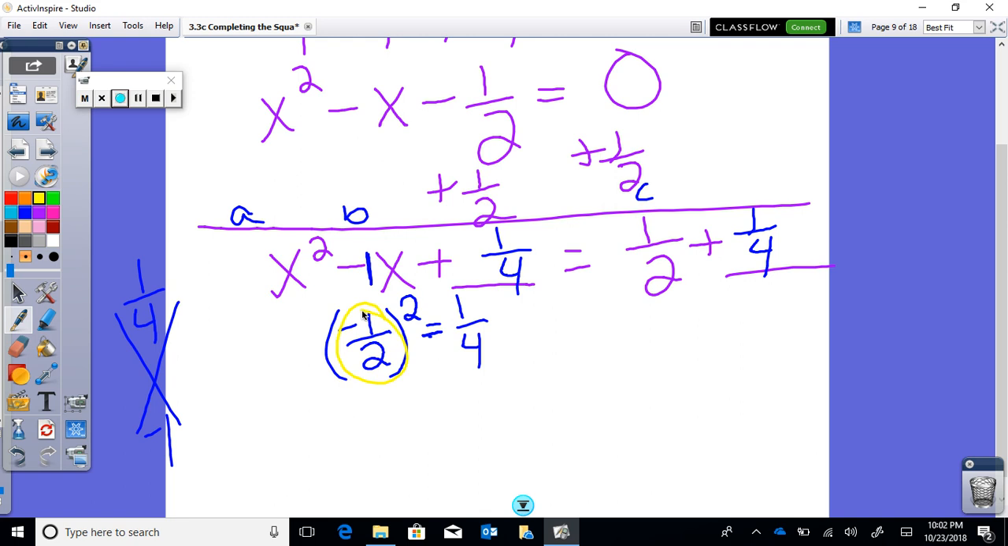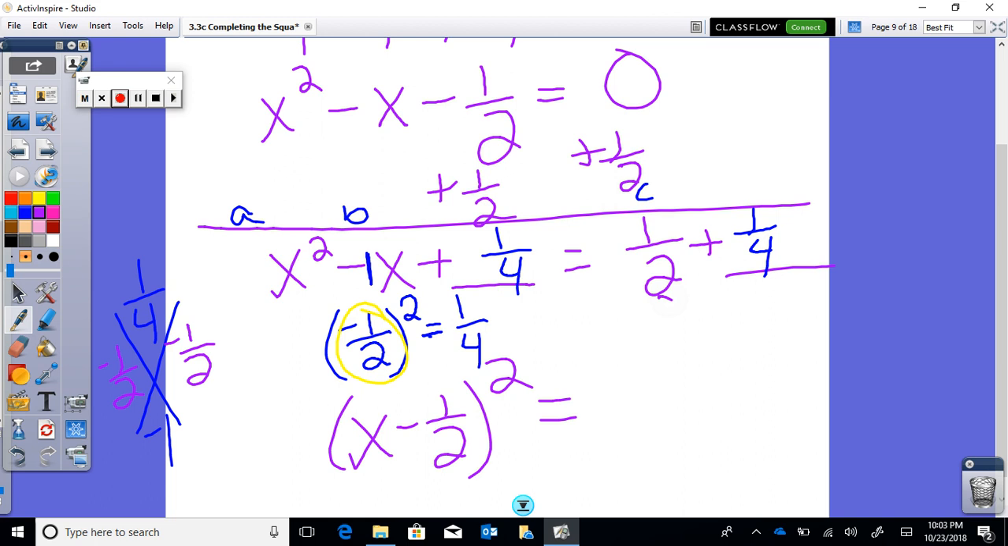It's negative a half. Negative 1/2 times negative 1/2 is positive 1/4. Negative 1/2 plus negative 1/2 is negative 1. So the left side here factors to x minus 1/2 times x minus 1/2, or x minus 1/2 squared.